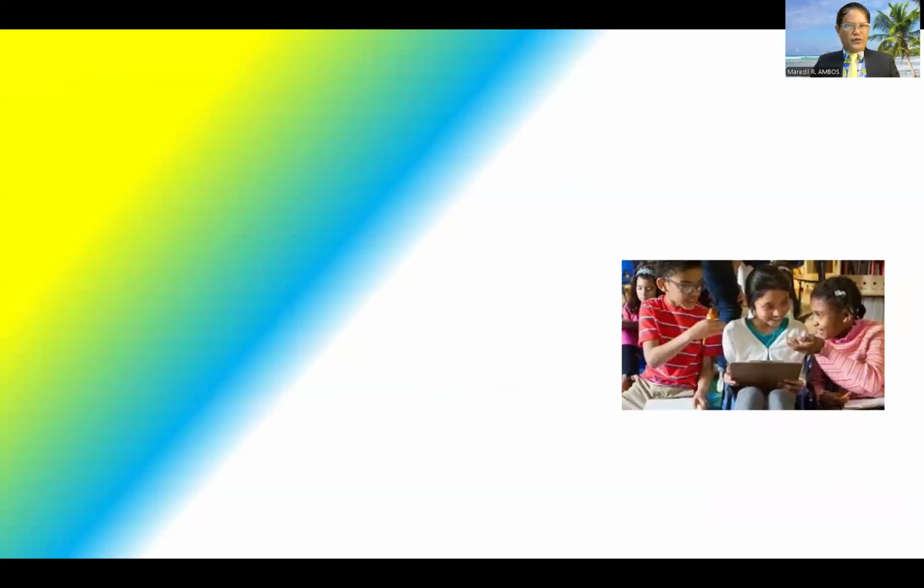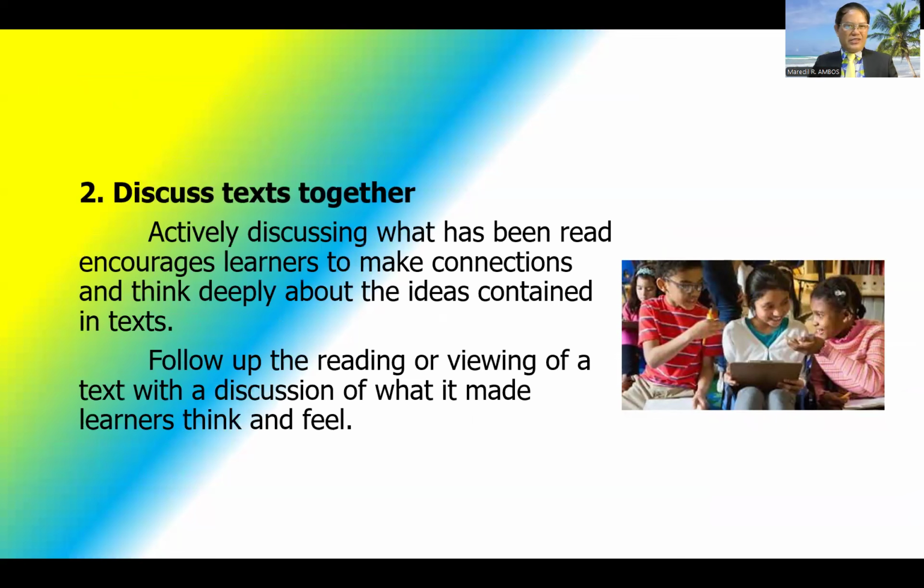So we need to encourage our learners to read and then discuss the text together. Actively discussing what has been read encourages learners to make connections and think deeply about the ideas contained in the text. So you need to follow up the reading and or viewing of the text with a discussion of what it made learners think and feel. That's number two, discuss text together.